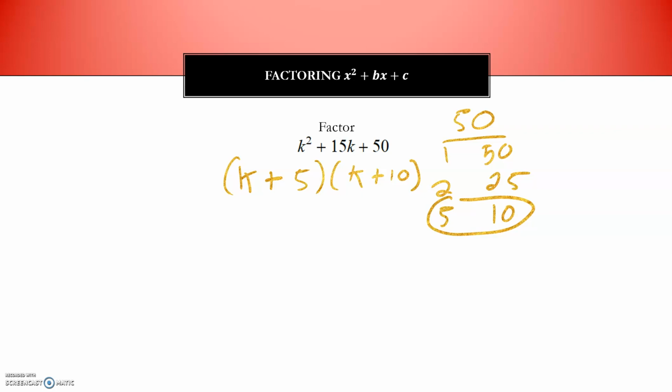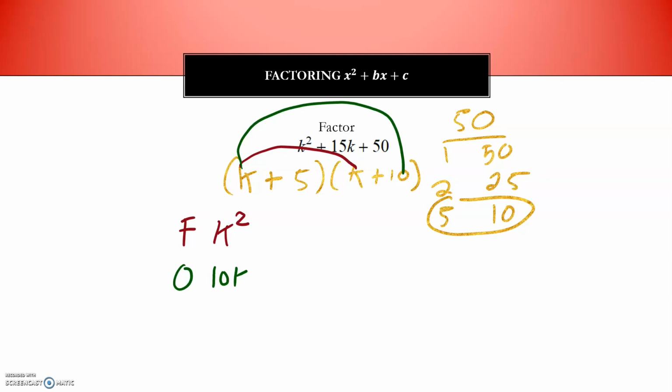But if you want to check, you can FOIL. So I would do first, k times k is k squared. I would go ahead then and do outer. k times 10 is 10k. I would do inner. 5 times k is 5k. And then I would do last. 5 times 10 is 50.